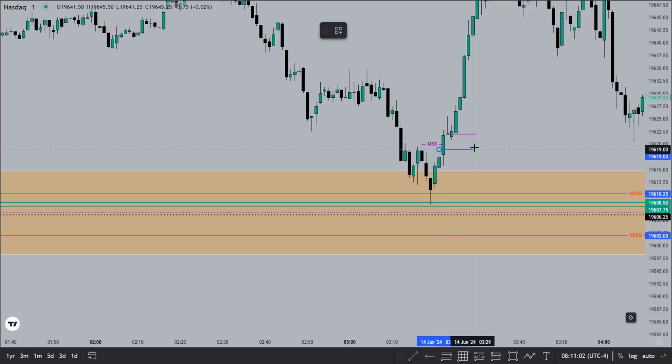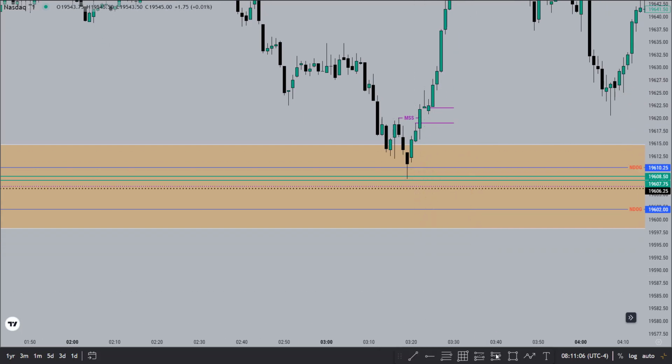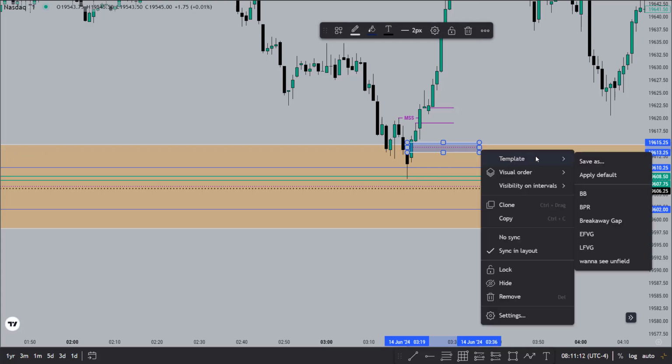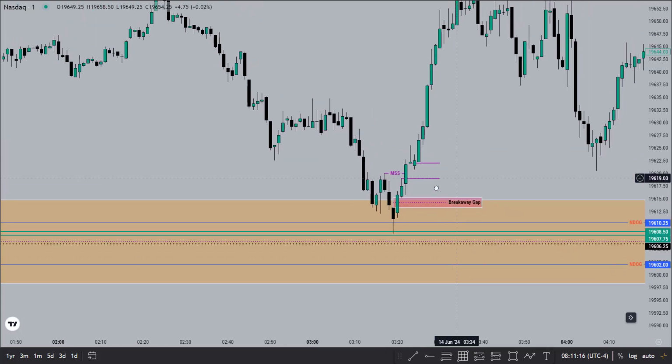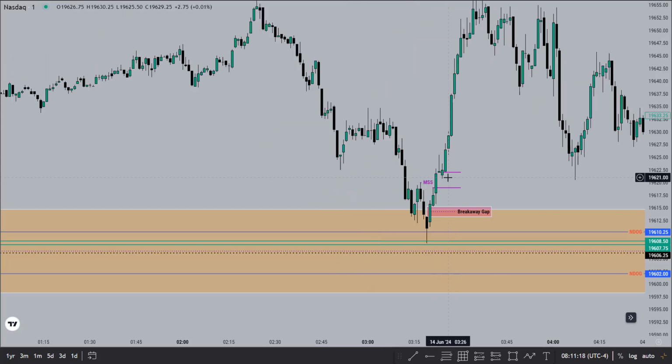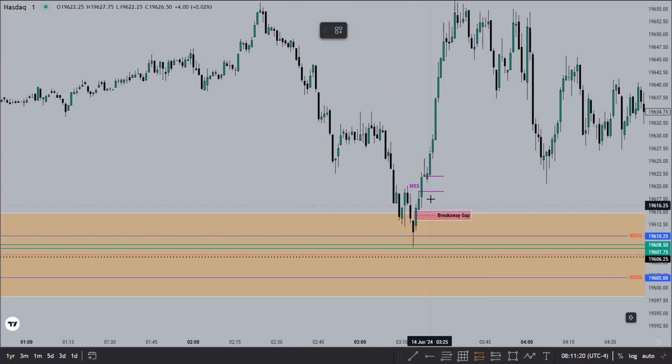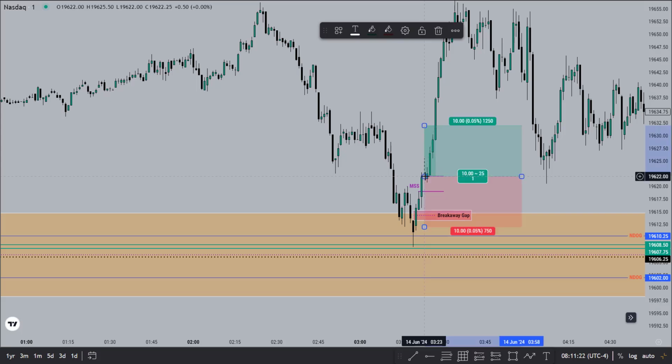This is the fair value gap. What is that called? Entry fair value gap. Where is your breakaway gap? There is your breakaway gap. Okay, let me mark it as a breakaway gap. So this is your breakaway gap. This is your entry fair value gap. You will take your entry over here. This is how you should trade. When it taps into this fair value gap, you will take your entry.